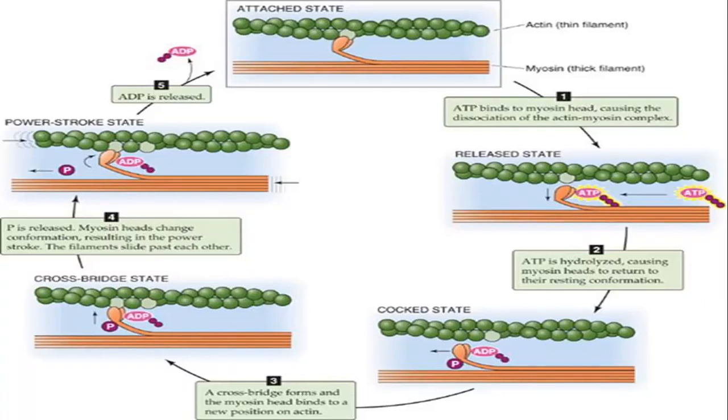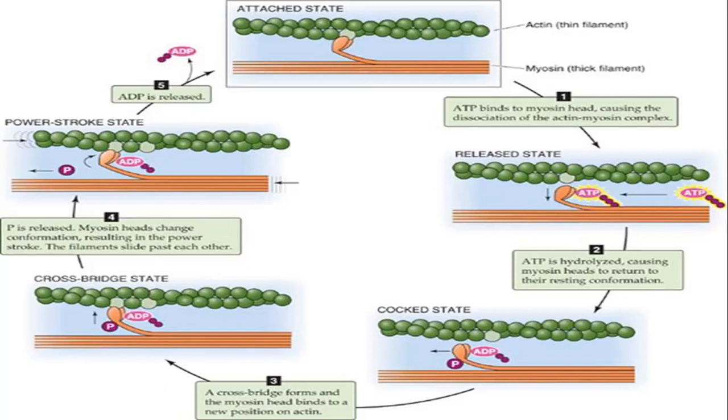There is a power stroke that is generated now, that is, tilting of the head occurs, and this causes the myosin head to release the ADP and the Pi. So now again another ATP gets attached with the myosin head. When the myosin head is attached with the ATP, it loses its affinity for the active site of the actin filament. As a result, the myosin head gets detached from the active site of the actin filament.